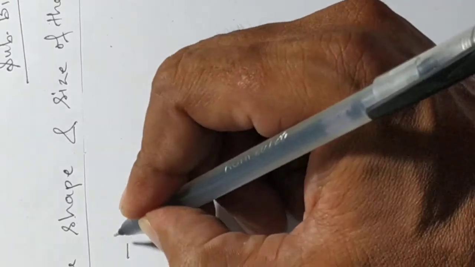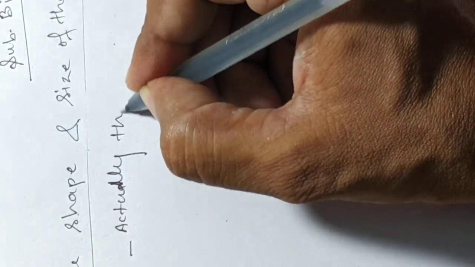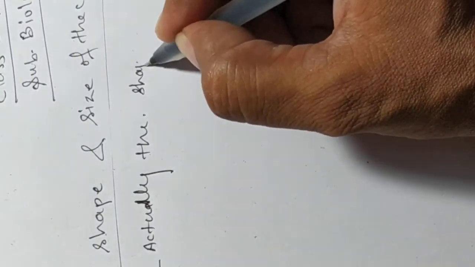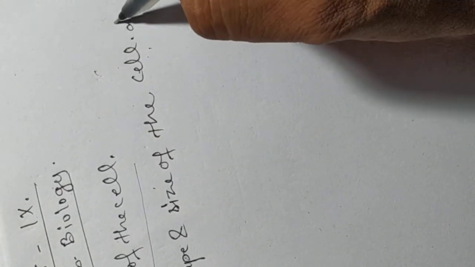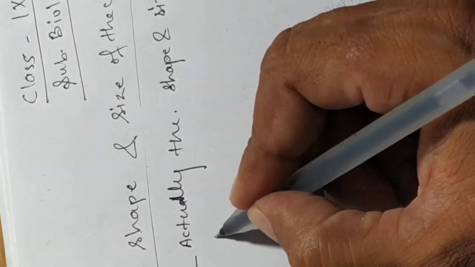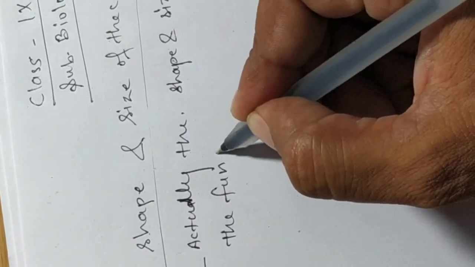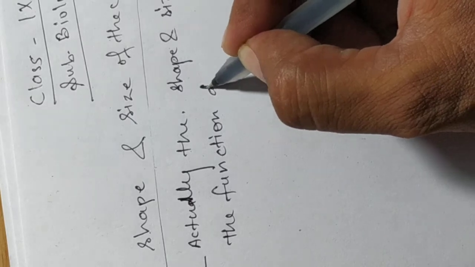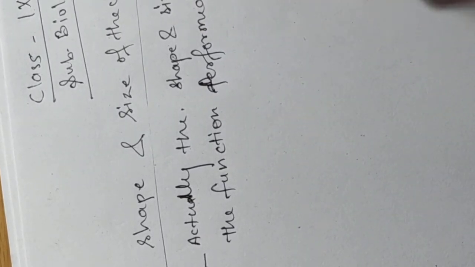That means the shape and size of the cell depend upon the function performed by the cell.